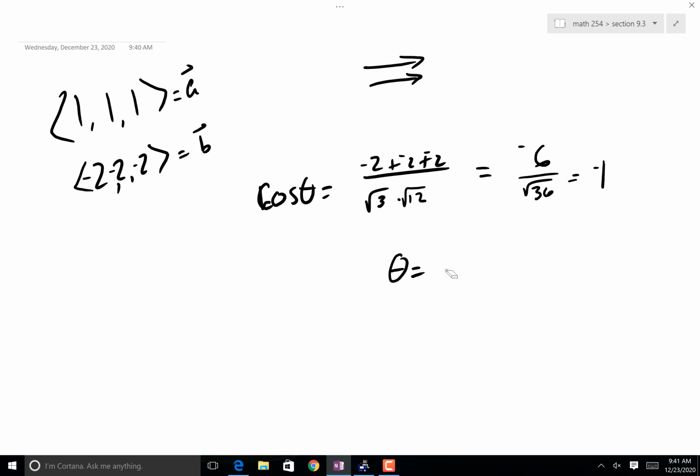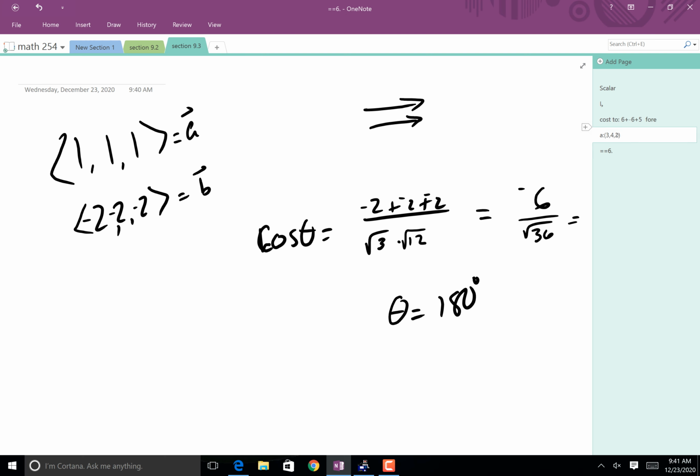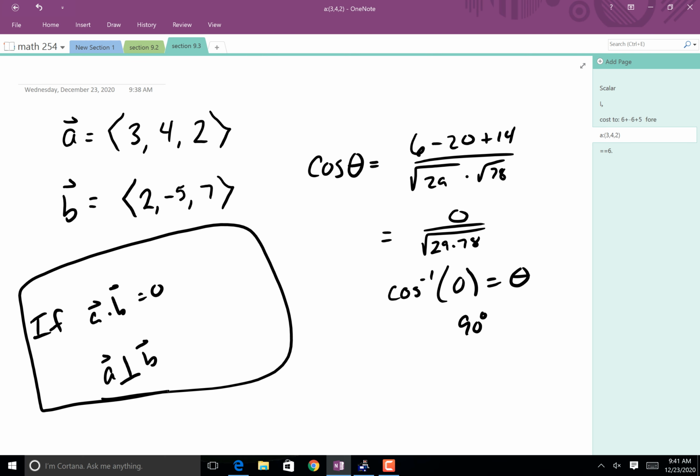And what angle has a cosine of negative 1? 180 degrees. And it's that easy. Again, the big takeaway, the one thing you want to highlight in the back of your mind somewhere, this baby right here. That is always going to be true. Always, always.